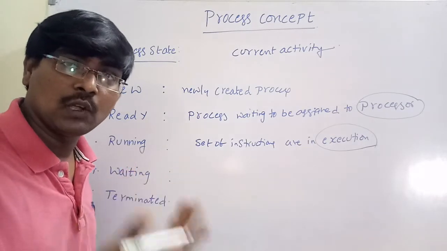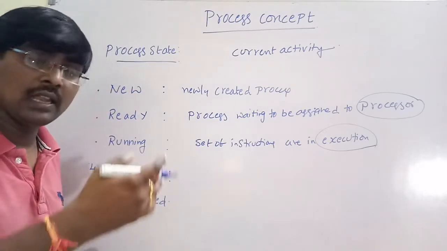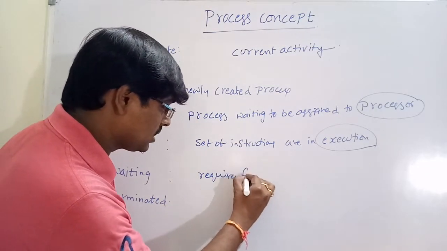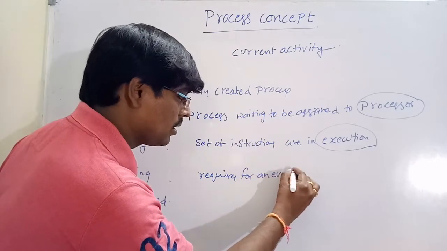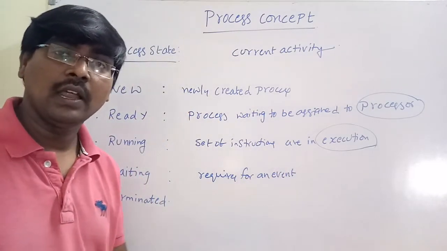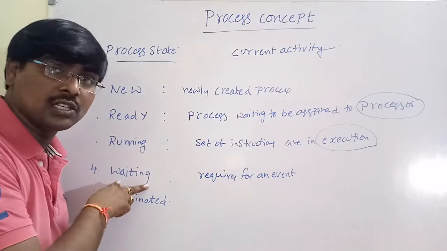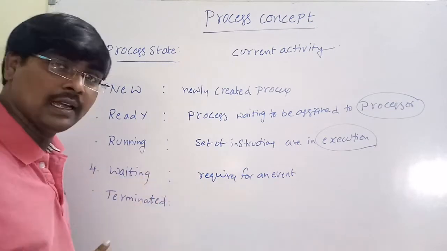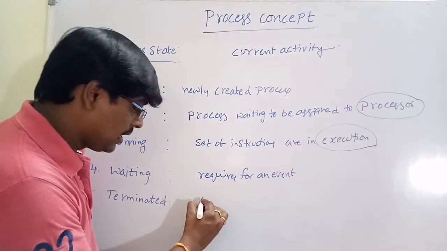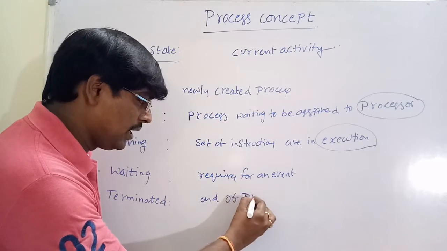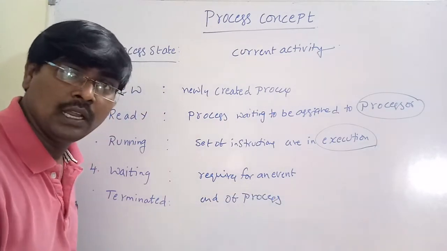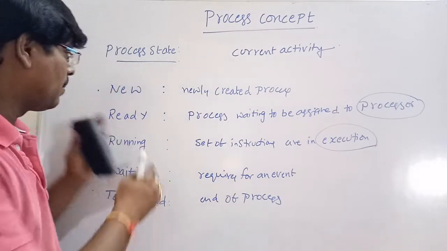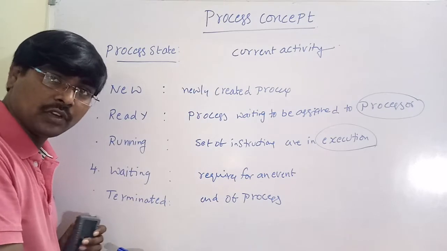Suppose a process requires an IO operation or any other event. So during execution, a process requires an event, and that process enters into the waiting state. Terminated means simply the end of the process, either normally or abnormally. That is the terminated state. So a process is in any one of the 5 states.